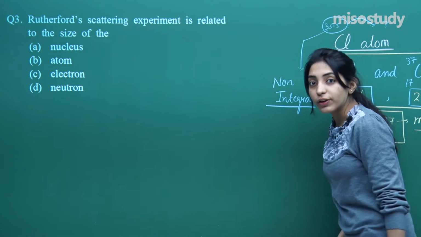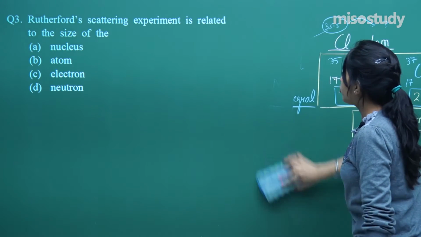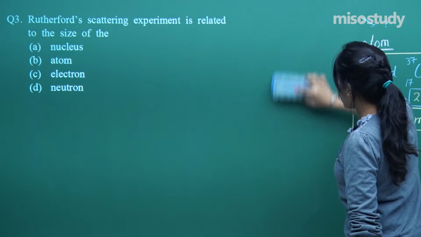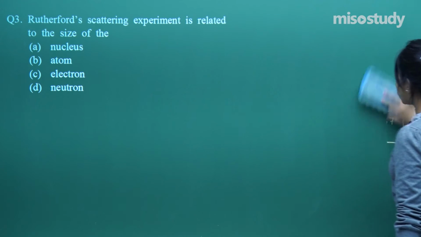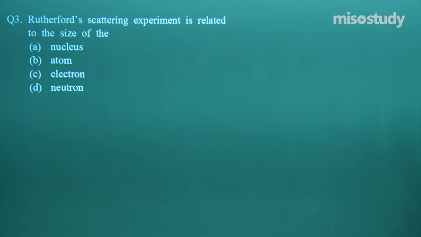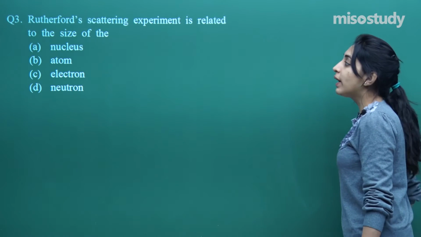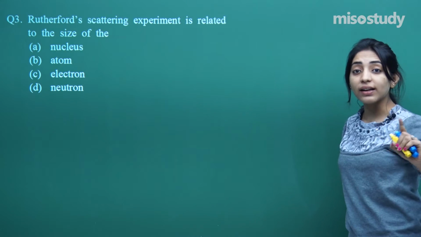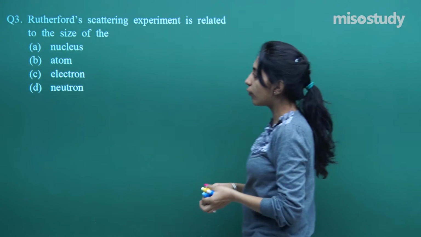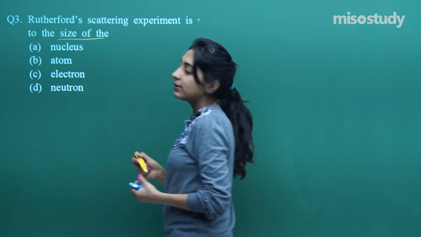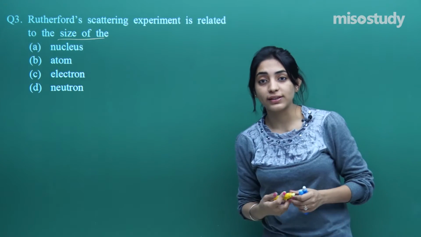Okay, so we have another question, which is question number 3. You can read out the question which is there on the screen. The question says that the Rutherford scattering experiment is related to the size of what? So he is talking about Rutherford's model of an atom, and when the experiment was done, the size of which thing was found. See, now I'll tell you how students get confused.